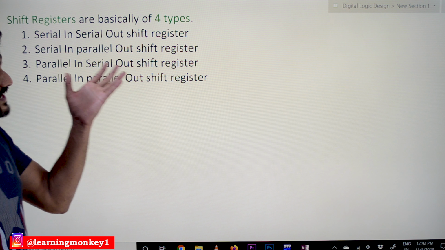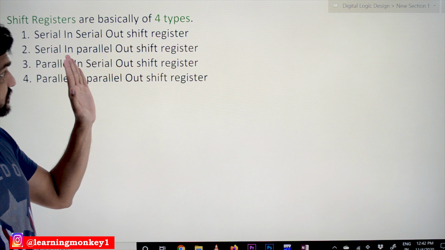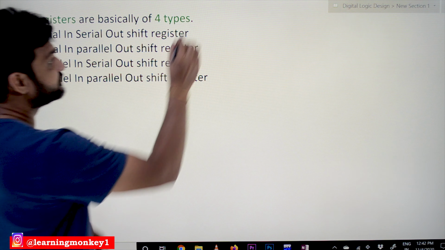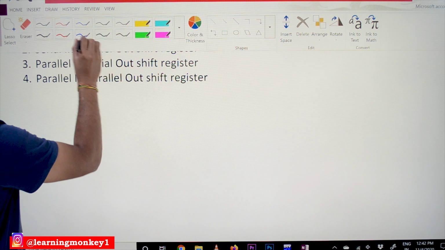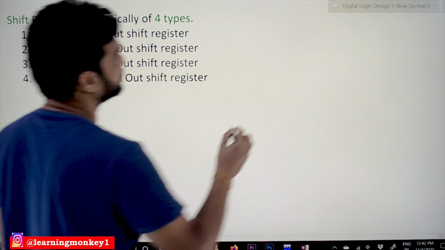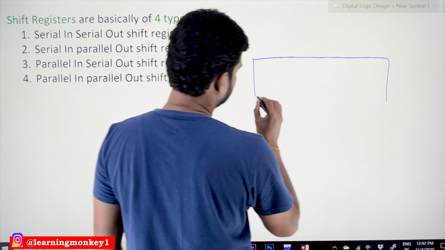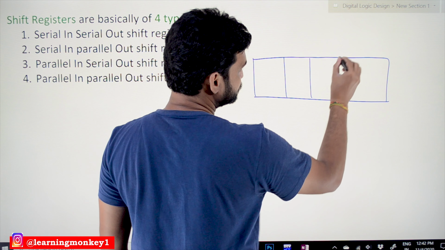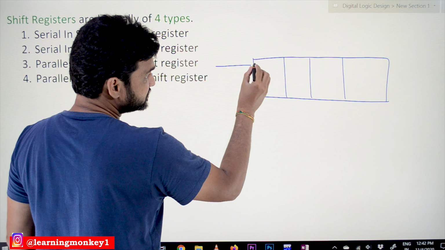So on what factors do we have these kinds of registers? That we will try to understand with the block diagram of the shift register. So let's take the block diagram. We are not going to take the entire circuit, just the block diagram of the shift register, which means that the value stored in this register will shift from here to here, and this is what we call it as input.